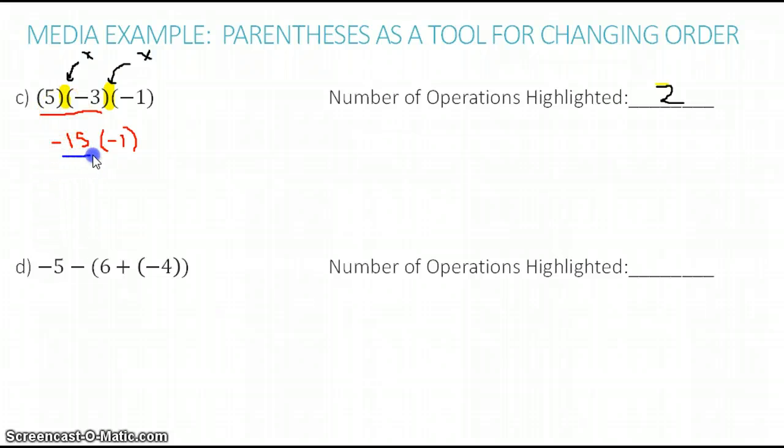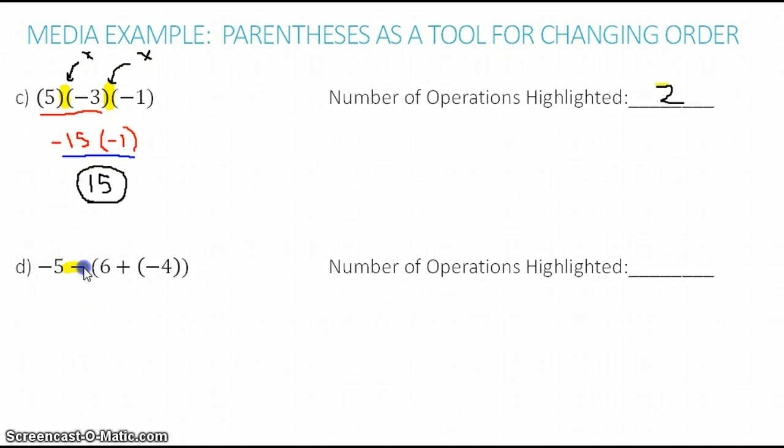Oops, let's underline this a different color. And now -15 times -1, and negative times a negative is positive, and 15 times 1 is 15. So again, note, even though there were parentheses in this problem, it didn't change the order of operations. They were just outlining our numbers for us. Let's look at the next one.